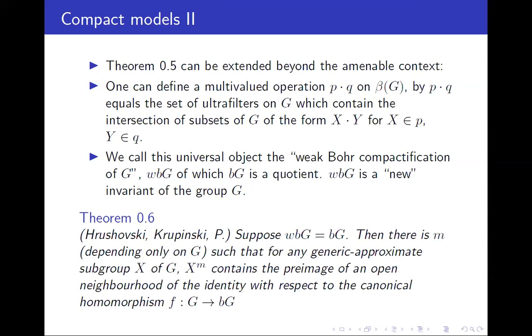And the statement is, in this paper with Trofimov-Krupinski, suppose it so happens that the weak Bohr compactification of G coincides with the Bohr compactification of G, which basically means that H has the structure of a compact group such that the map here is continuous. That's what it really means. Then there's an M depending only on G, such that for any generic approximate subgroup X of G, X to the M contains the preimage of an open neighborhood of the identity with respect to the canonical homomorphism from G to the Bohr compactification. So again, the compact model is the Bohr compactification of G, and the M, measuring commensurability, depends only on G, not on X. So it's a slight improvement, and this goes beyond the amenable situation. I don't want to give examples, but most of the groups you'll find will satisfy this property, even if they're not amenable.